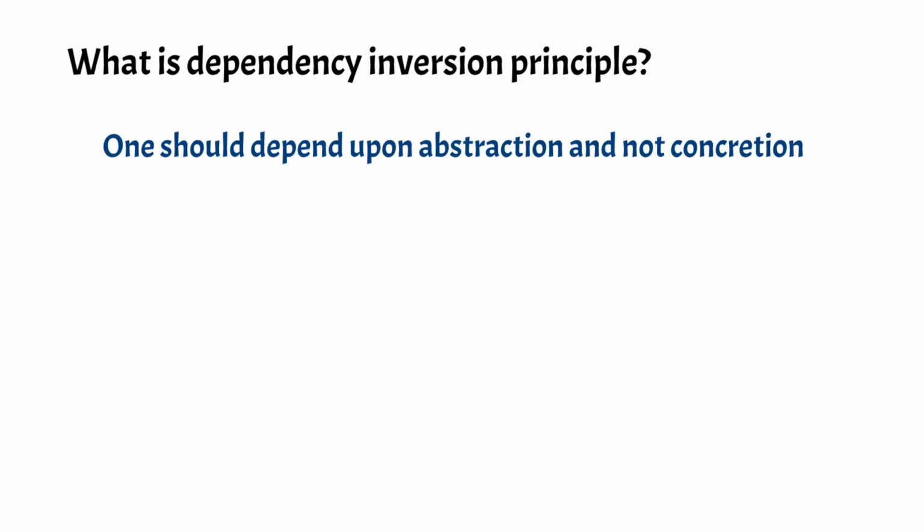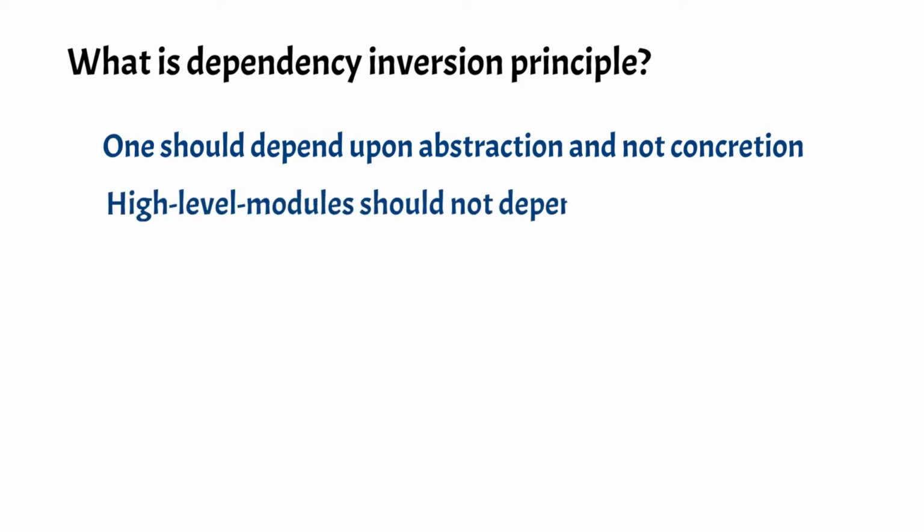It also states that high-level modules should not depend upon low-level modules, which means that all the low-level implementations that you have done in your application should be such that the high-level implementations should not depend on them. I know it will be a little vague to understand from the definition, so let us directly jump into the example and try to understand what this design principle basically means.